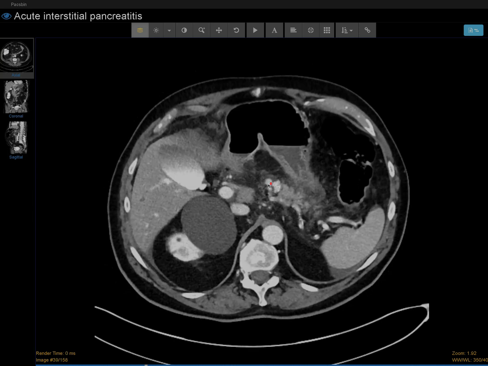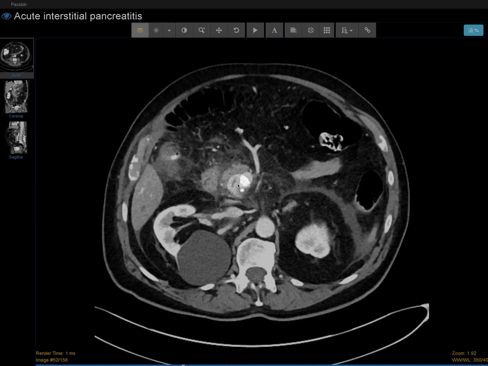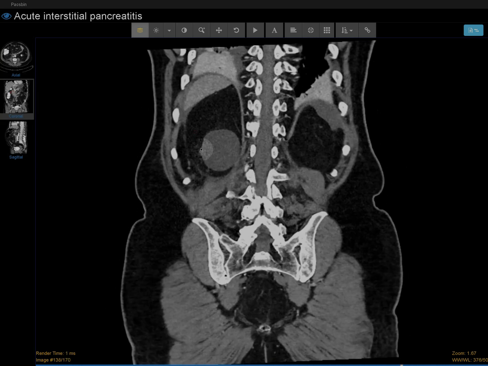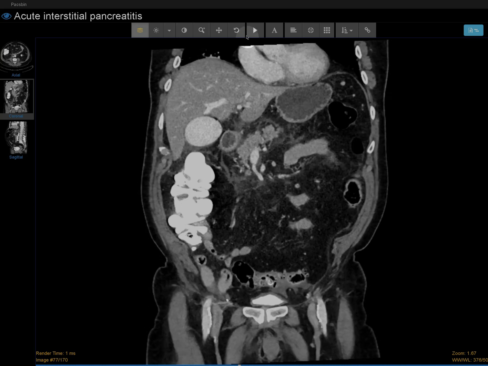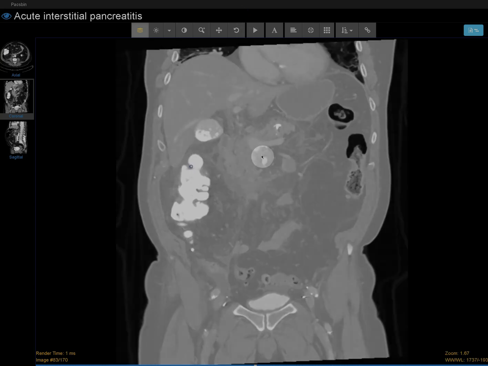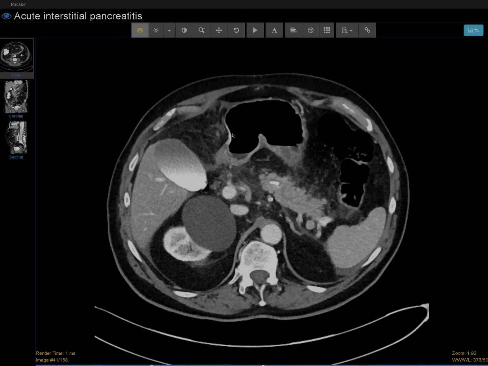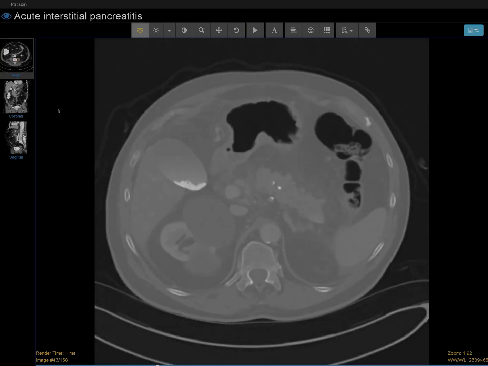The next thing I would like to think about is why does this patient have pancreatitis? Two common causes, one is alcoholic pancreatitis and the other is biliary pancreatitis. Let's go into the coronal images and look at the gallbladder. So there's our gallbladder. Let's see if there's any stone. I'm going to window it heavily, and I do see there are gallstones right there.